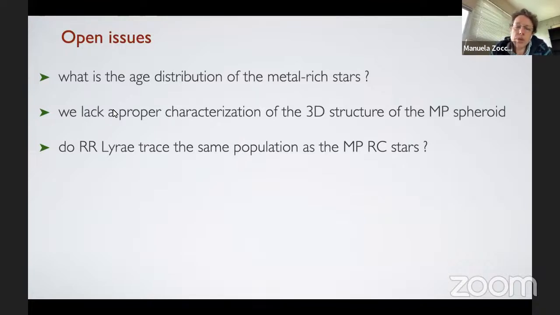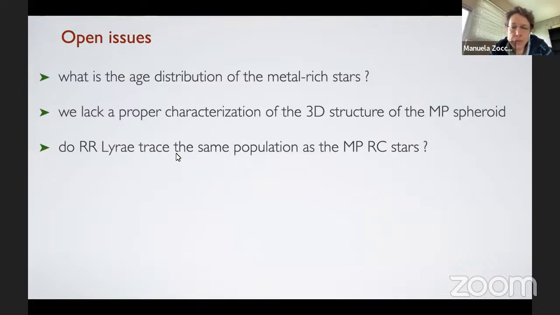Also, another open issue is that we lack a proper characterization of the 3D structure of the metal poor spheroid. We know that metal poor stars are not in a bar, they are in a more spheroidal component, but while for the bar we know the angle, we know the pattern speed, we know the axis ratio, for the spheroid we really don't know much. Okay, it's rounder, but what is the density distribution? We don't know much because up to now, the density profile, etc., are of the two components together, not really separate.